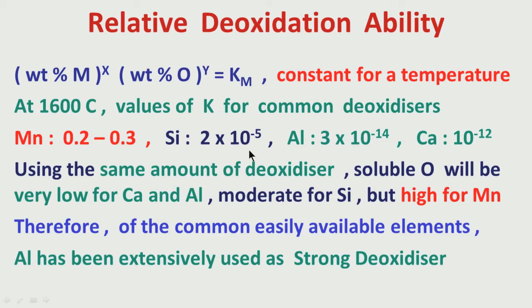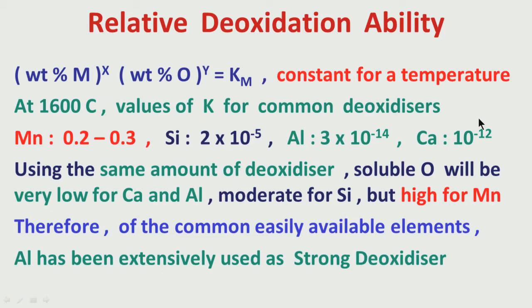So, what does it signify? If you look at K_M as the product of weight percent of M and weight percent of O, if the K_M values are low, that means this multiplication also will be low. That means to get the same level of weight percent oxygen in liquid steel, say we want 5 ppm or 10 ppm, the weight percentage of the deoxidant will be much more for manganese, slightly less for silicon, and much less for aluminum and calcium.